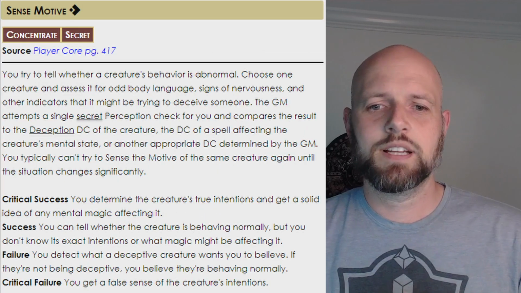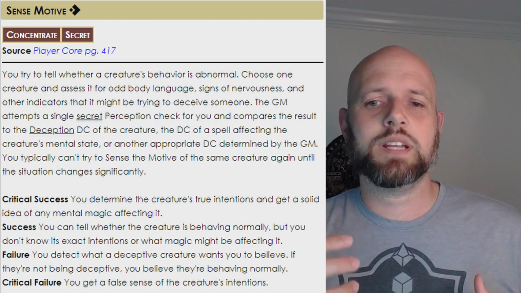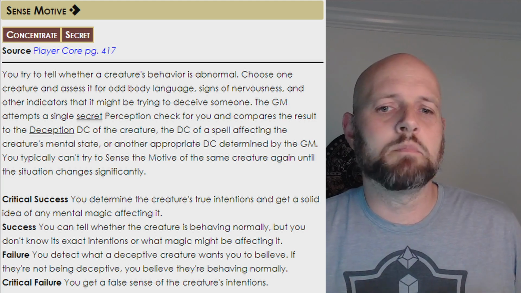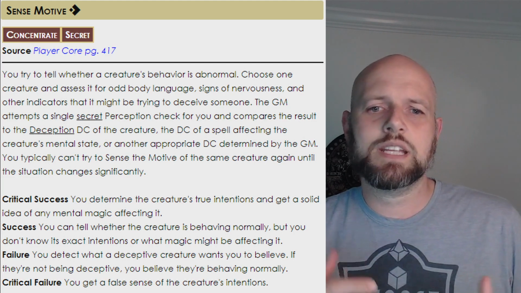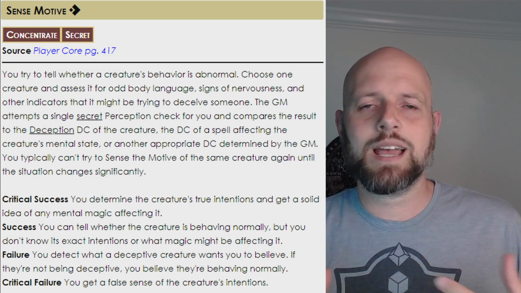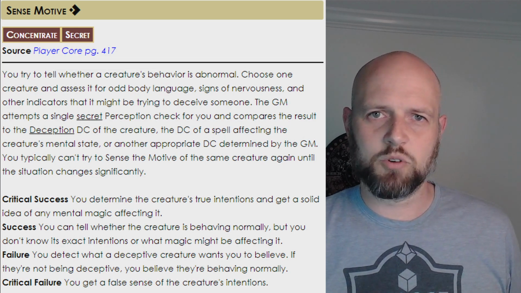Sense Motive. 1 action, and you're trying to determine if a creature's behavior is abnormal. Maybe they're trying to deceive you. Maybe they're just nervous or anxious. Just if they're acting in a way that is abnormal, time to use sense motive.